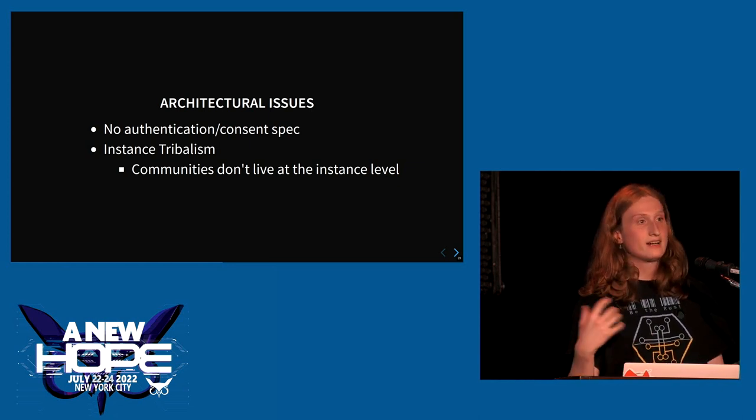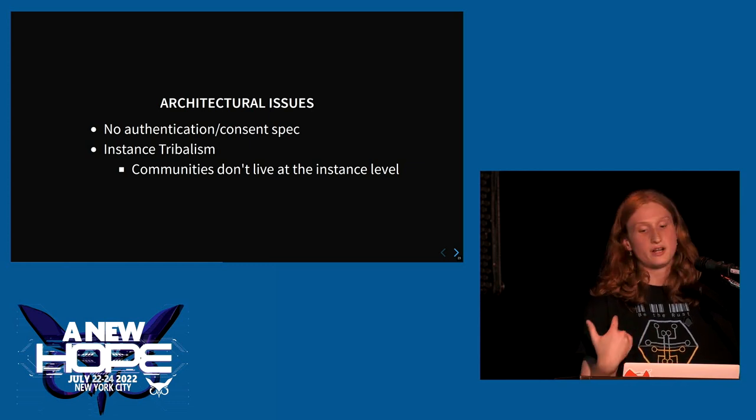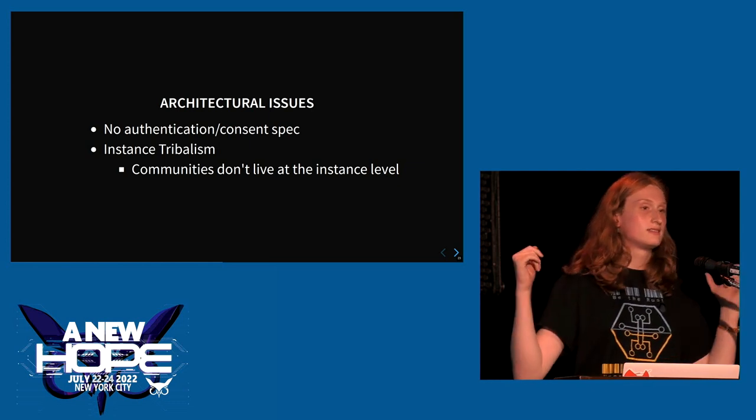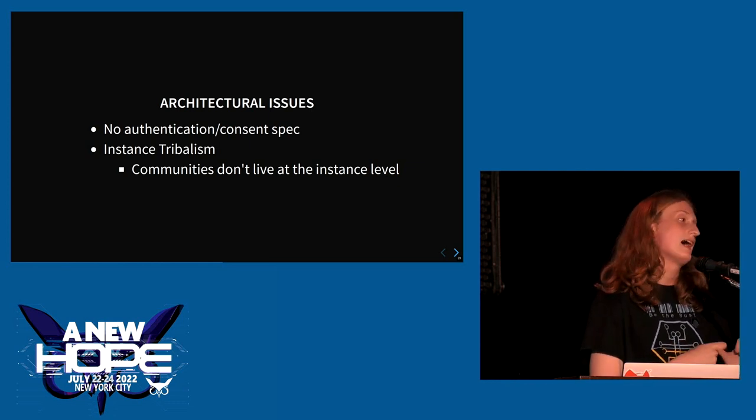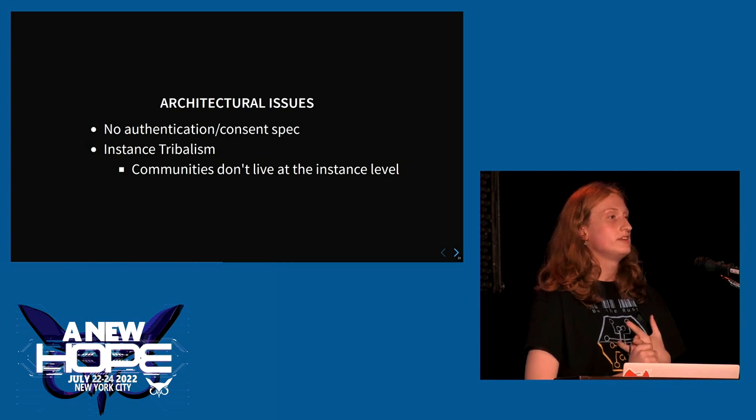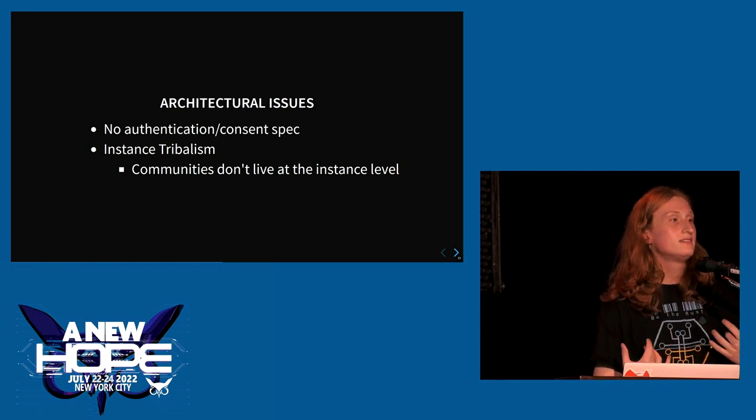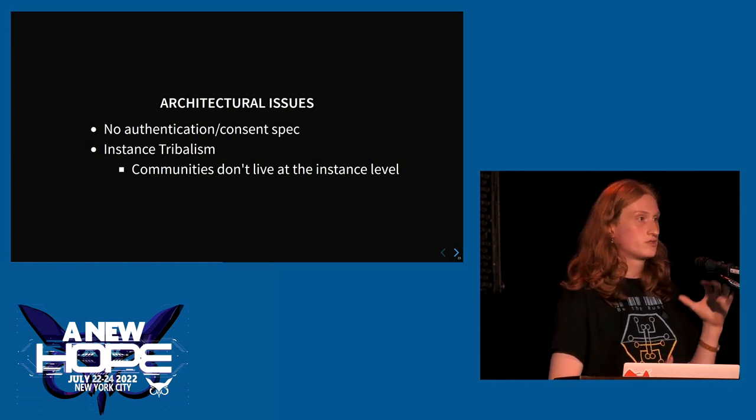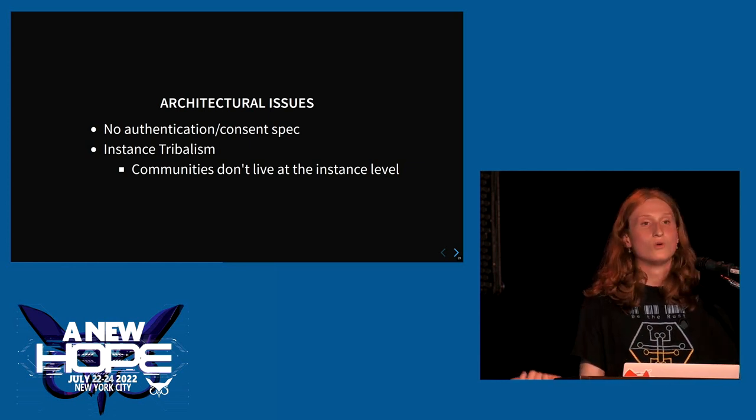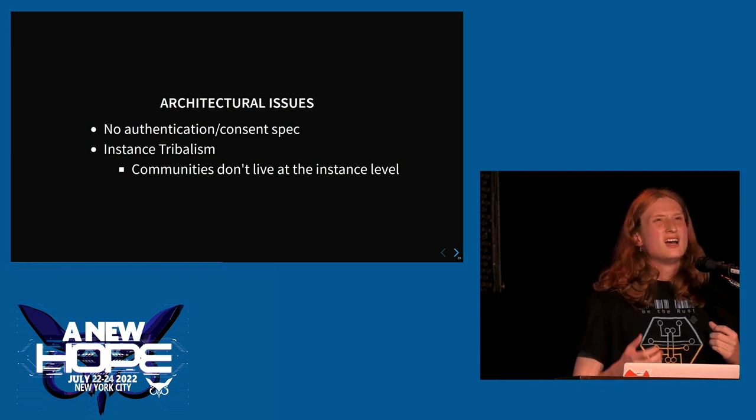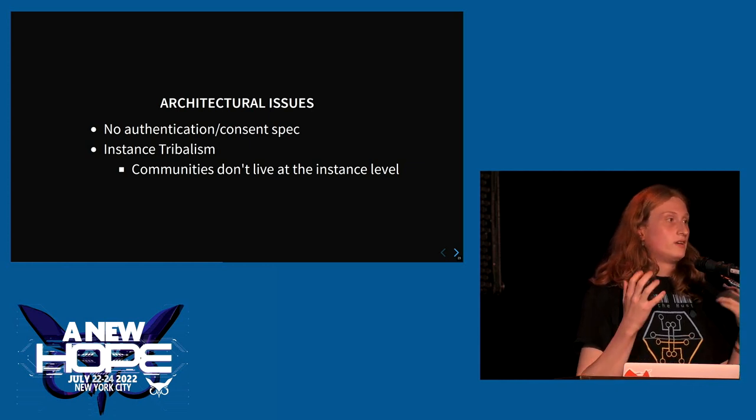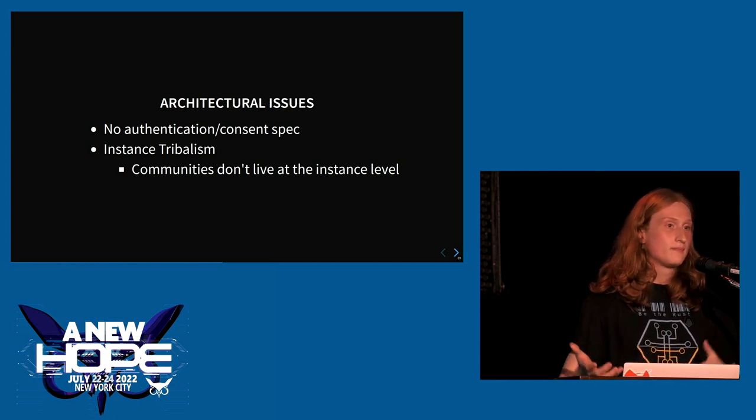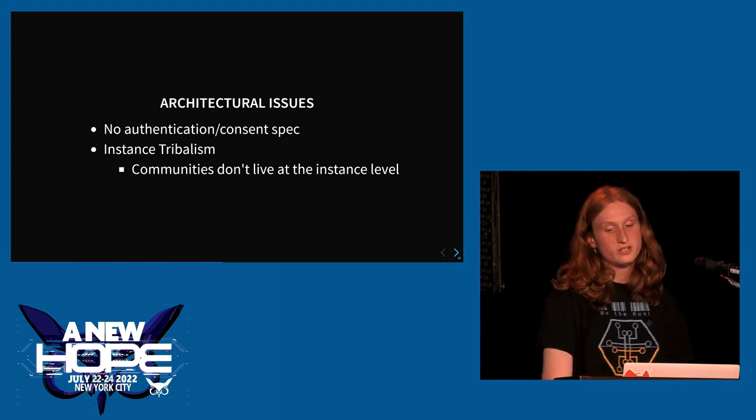The other problem that ActivityPub has and that federated networks have in general is instance tribalism, which is to say that communities don't live at the instance level. Communities live at the level of tags, at the level of topics, at the level of common interests. And it's really impossible for an instance to address that with granularity. Instances can be groups of people with a lot of interests in common, but you can still see things you don't want to. And so we have to find the balance between granularity, accessibility, and creating communities around what we want them to be created around. So that is an architectural issue.